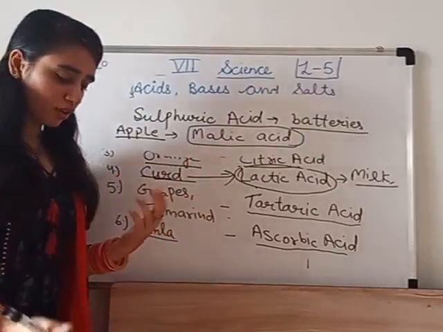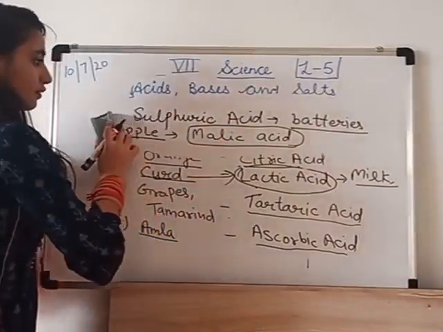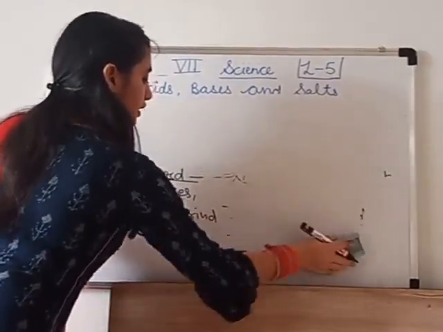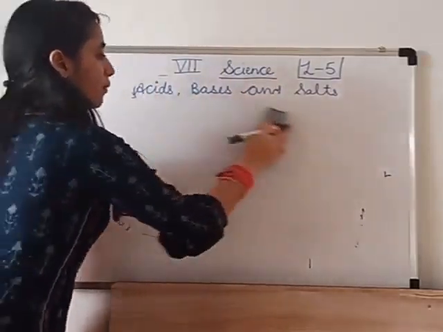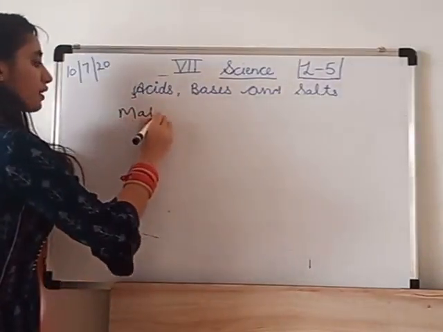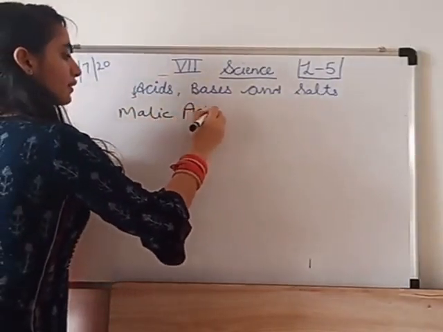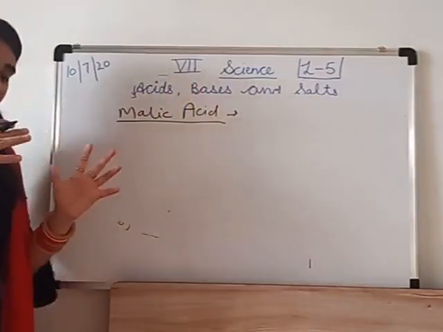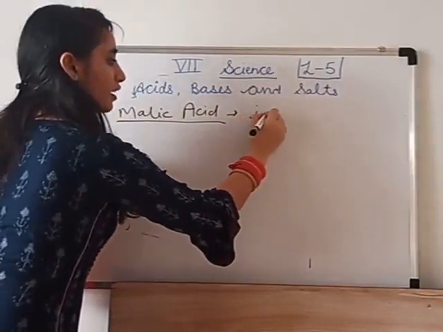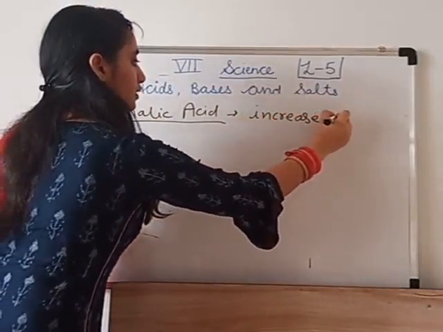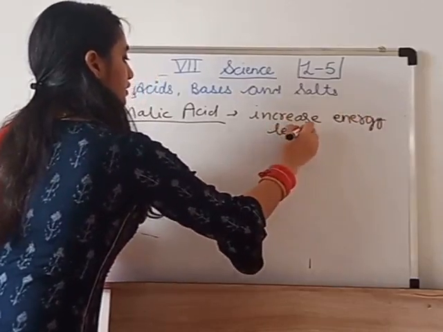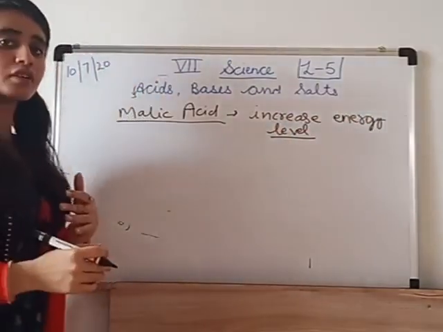Okay. So, first is malic acid, which is present in apple. What is the function of this malic acid? Malic acid increases energy level. It increases the level of energy in our body.